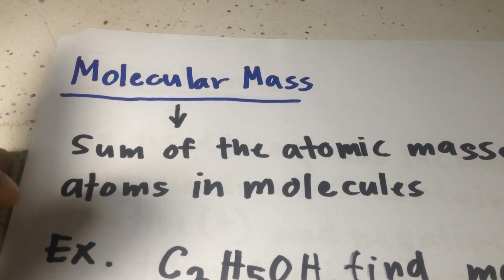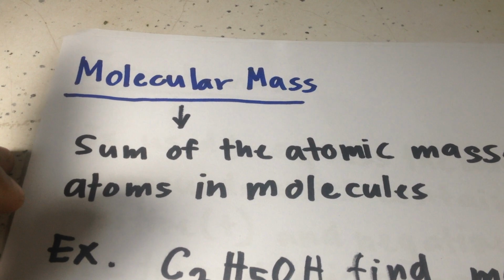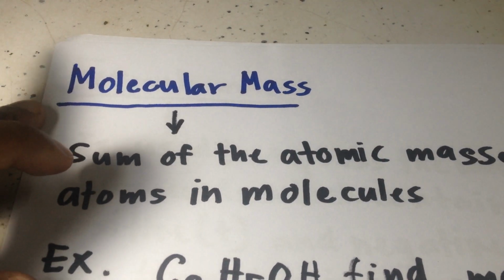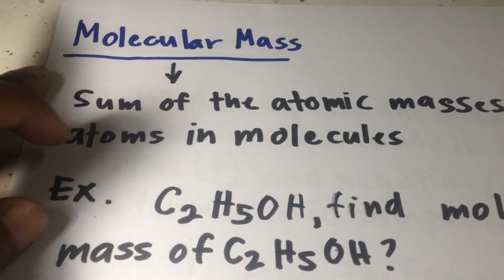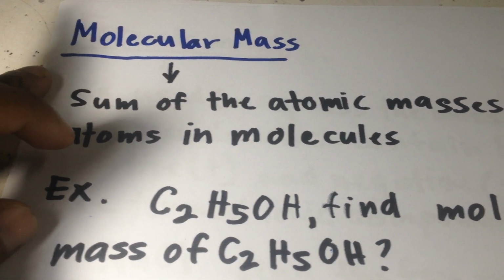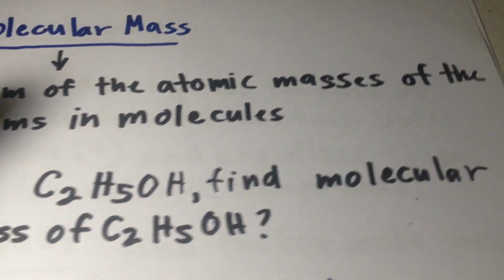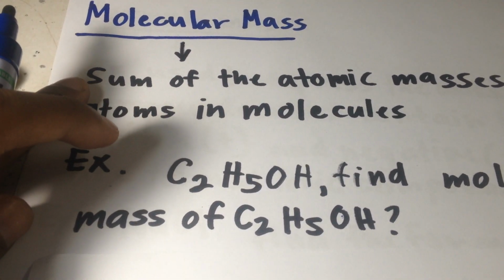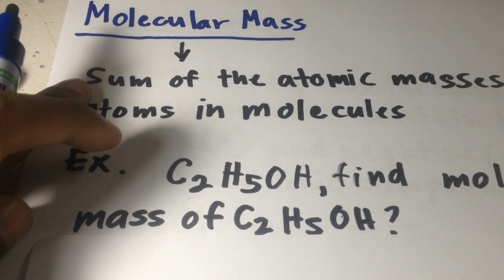Right, in this video, we're going to discuss molecular mass. Molecular mass is the sum of the atomic masses of the atoms in a molecule. For example, ethanol, C2H5OH. Find the molecular mass of ethanol.